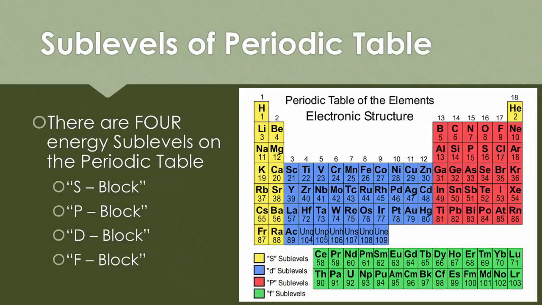So pause the video for a second, take out your reference tables, your periodic table, and just write S, P, D, F for the color coordinated spots on the periodic table to the right.